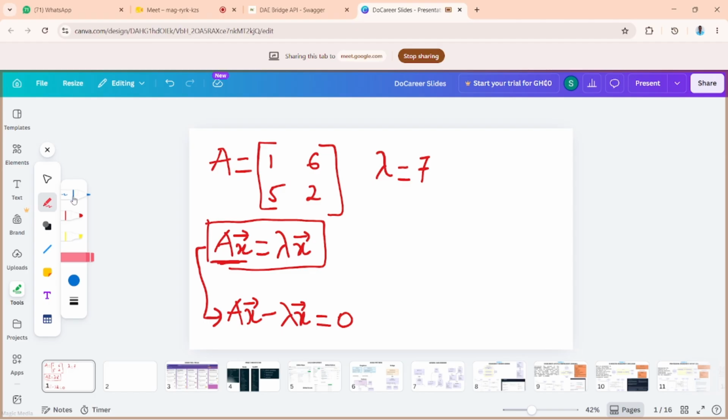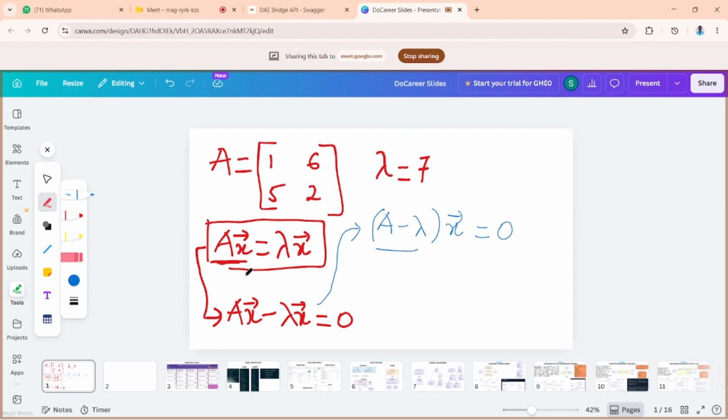So what we are going to have is A minus lambda times x equal to 0. I move from here to this side, the matrix side, against the vector. Matrix comes before the vector, even when we're writing the answer. So we need to keep that order in mind.